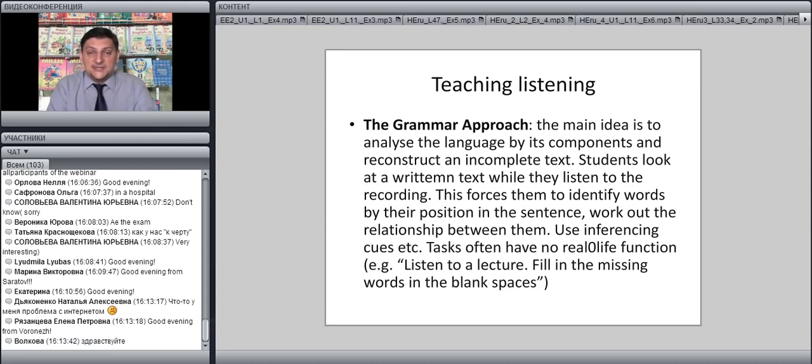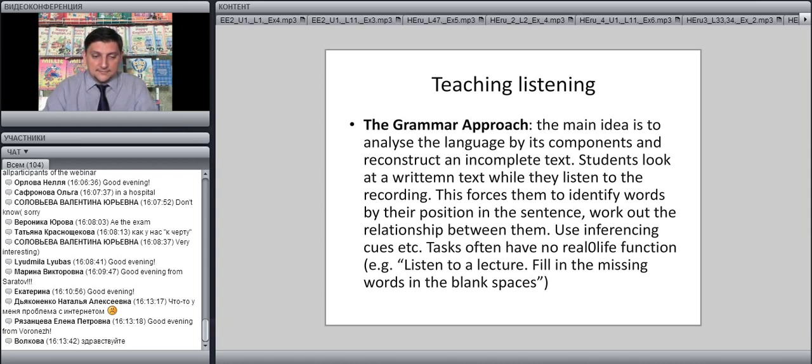You can see traces of this approach very often in tests like TOEFL or IELTS or whatever. And the tasks in the test sound like listen to a lecture, fill in the missing words in the blank spaces. So you focus on the words, but you are not really that concerned with the entire meaning of the whole thing.